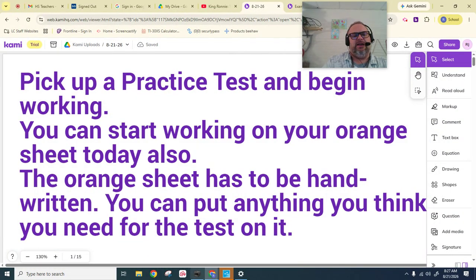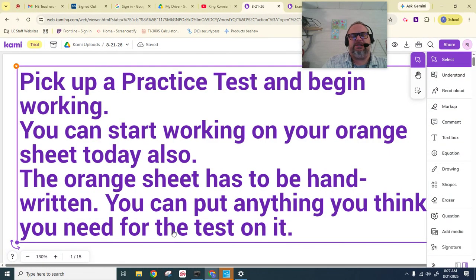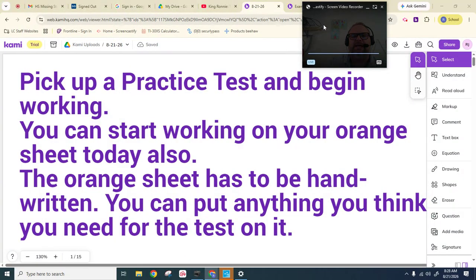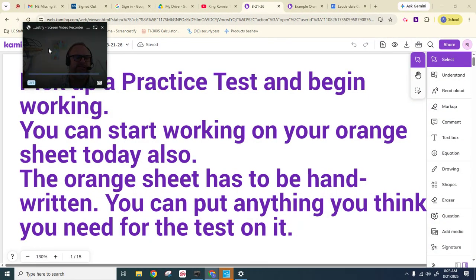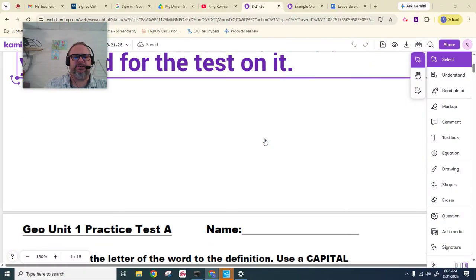So, right here, the orange sheet, where you can write anything that you want to on it for the test. Okay. I do have an example orange sheet. I'll be toggling back and forth from it as we go, and I'll actually have it posted in Schoology later. All right.